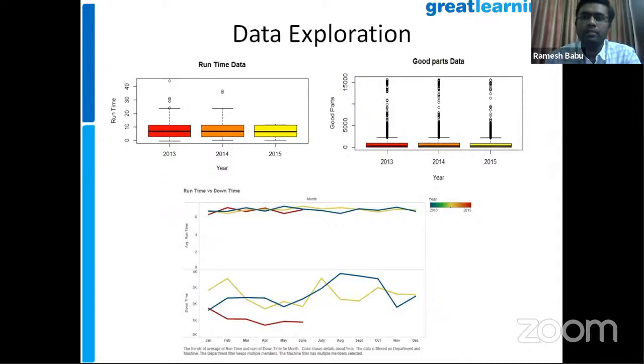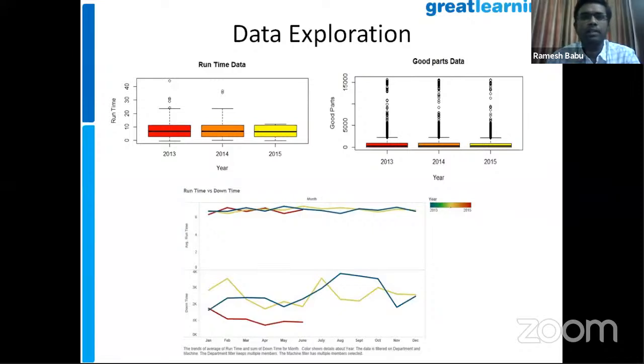Then there is the good parts data. The good parts data is not very clean, but if you correlate between runtime and good parts, it actually has a good correlation. I have also given the correlation matrix a few slides after this. Right? Underneath, you can see a line graph showing how the good parts are being produced year-wise.